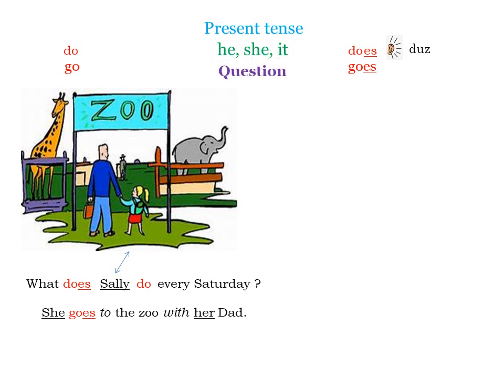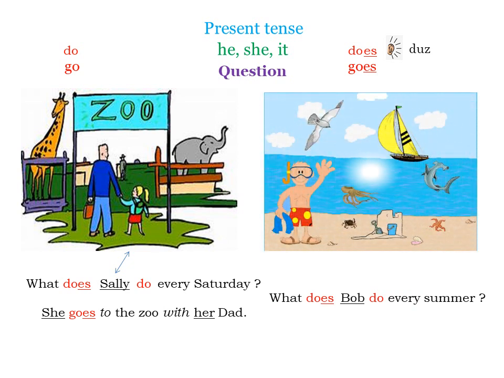The question, what does Bob do every summer? He goes to the beach.